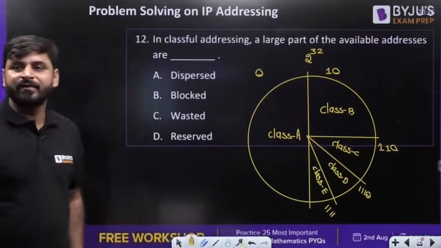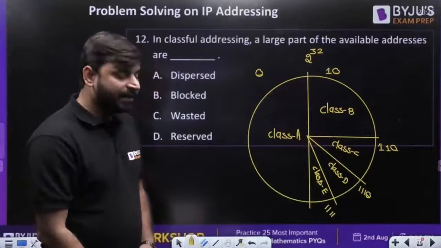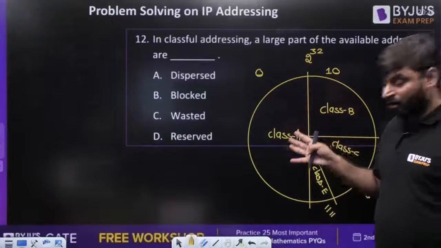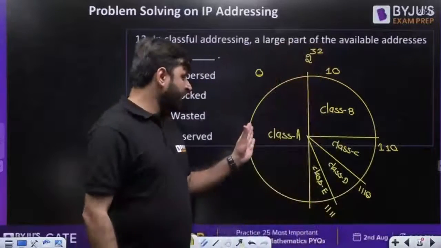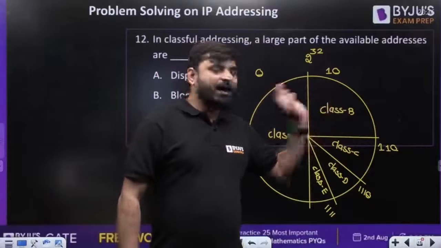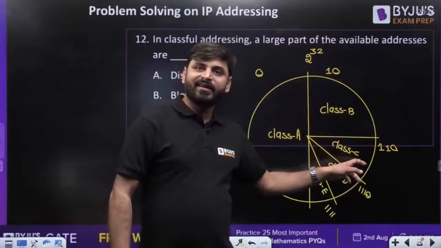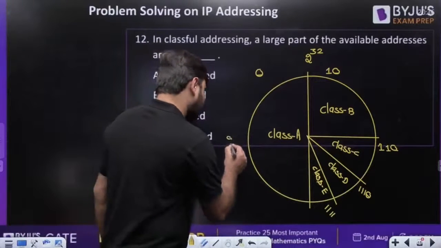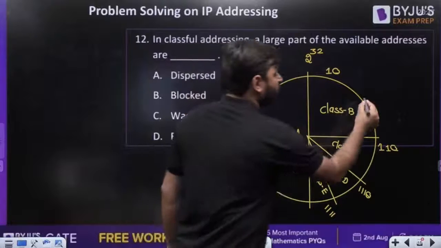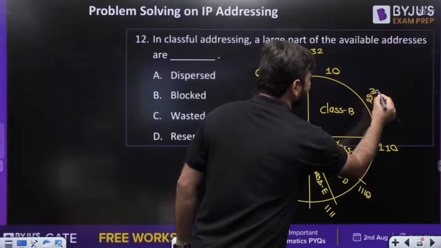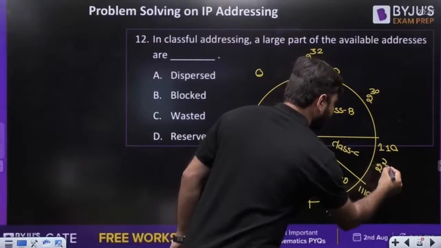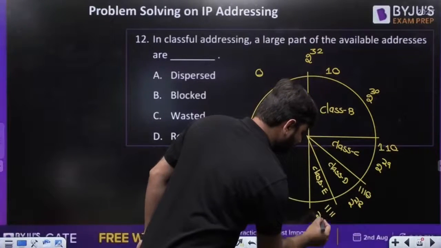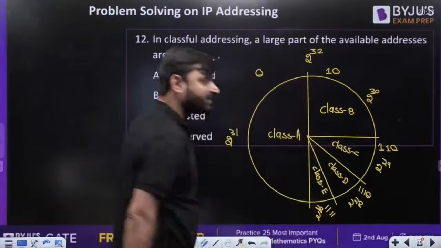Already we studied, my dear friends. Now we know one thing: here I told you that class A has how many IP addresses, my dear friend? Half. 2 power 31 IP addresses are available in class A, 2 power 30 in class B, 2 power 29 in class C, and 2 power 28 in class D. Is it or not? Yes, sir.